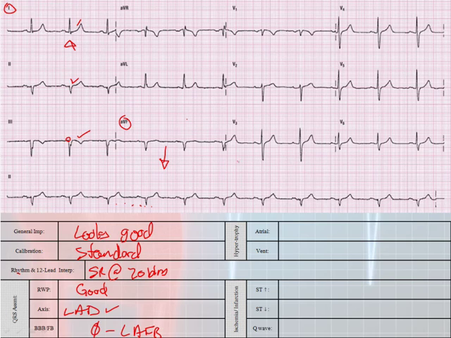Remember, the criteria for an anterior fascicular block is a left axis deviation, Q1, R3, and leads 1, 2, and 3 are going to be up, down, and down. And we meet all of those criteria. So this is a left anterior fascicular block. So let's go ahead and finish the 12-lead interpretation here. Sinus rhythm at 70 beats a minute with a left axis deviation and a left anterior fascicular block.